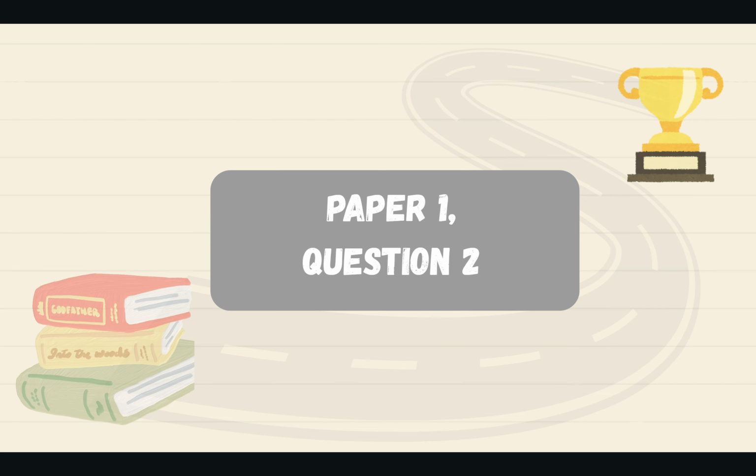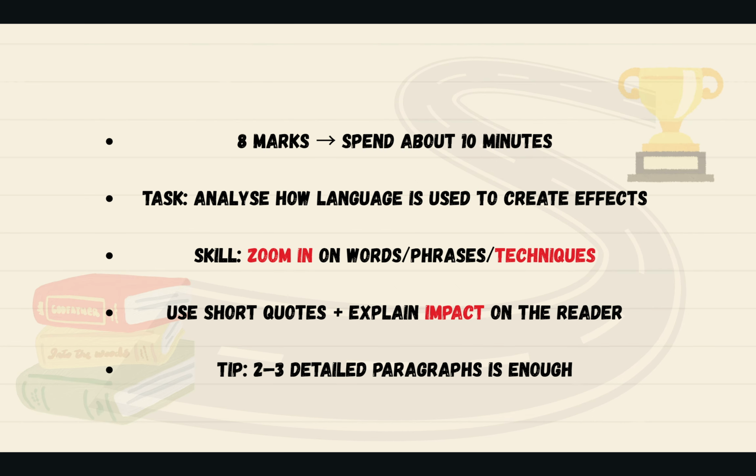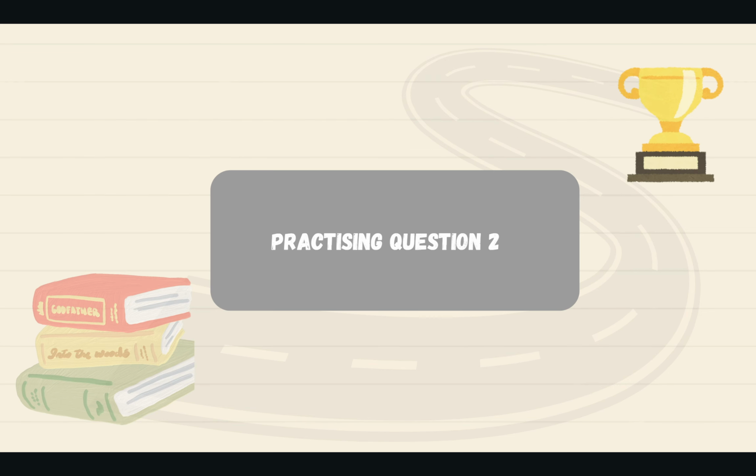So we're going to have a look at paper 1, question 2 first. Paper 1 question 2 is 8 marks long, so I would recommend spending about 10 minutes on this question. The main task is to analyse how language is used to create effects, so it's a language question over here. The skill you have to demonstrate in this question is zooming in on specific words, phrases and language techniques, and you have to use short quotes to explain the impact on the reader. A main tip I would give you for this question is that 2 or 3 detailed paragraphs is more than enough, and I'll show you how to show your analysis in this question in this video.